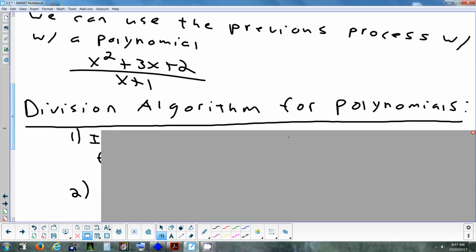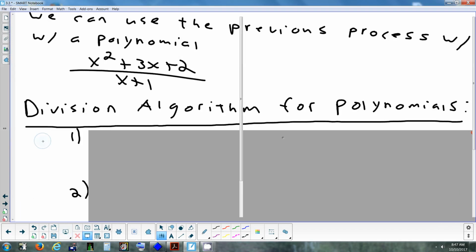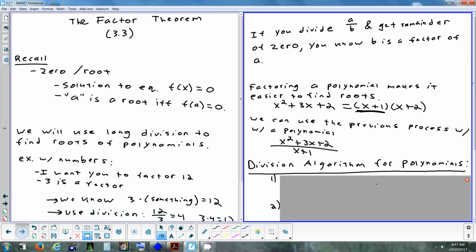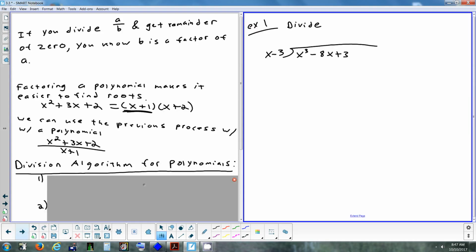So I'm going to go through the steps for dividing polynomials. The process, if you've done it before, which I think you all have, is kind of hard to explain in just words, but it's a lot easier when you do it. So as we go through the steps, we'll do an example at the same time.